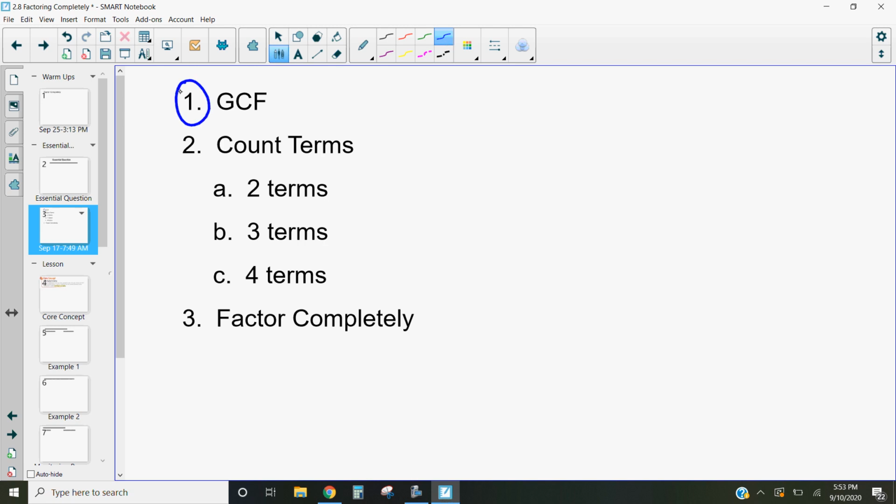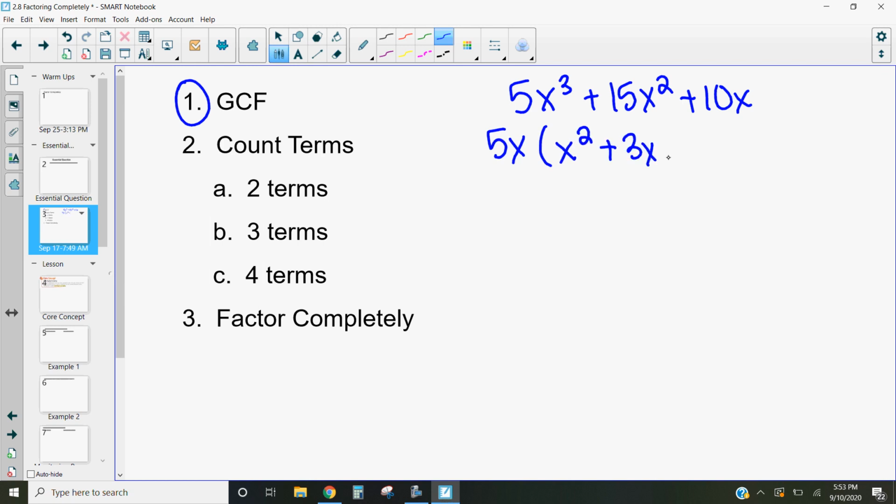So let's work through this with this polynomial: 5x cubed plus 15x squared plus 10x. As I'm presented with this polynomial, the very first thing I want to do is see, are there any greatest common factors that I can pull out of all the terms in my polynomial? In this case, there is. There is a factor that goes into all 3 of these terms, and that factor is 5x. So I can factor out that 5x, and I see that I'm left with x squared plus 3x plus 2.